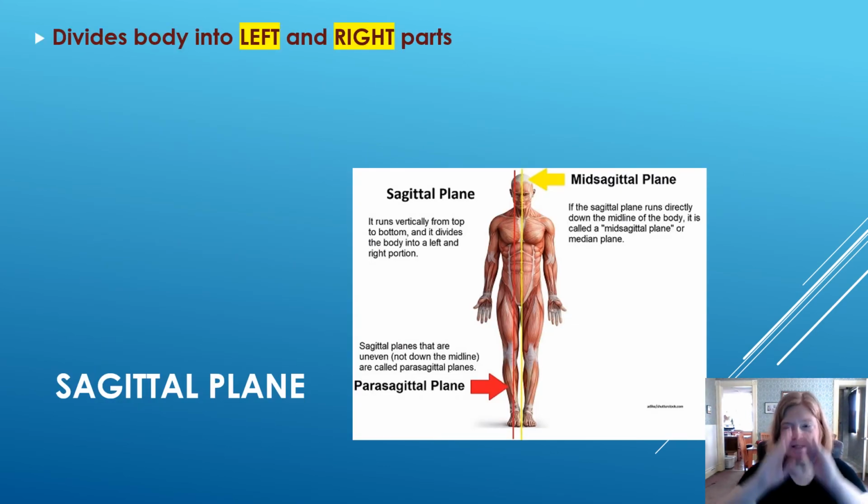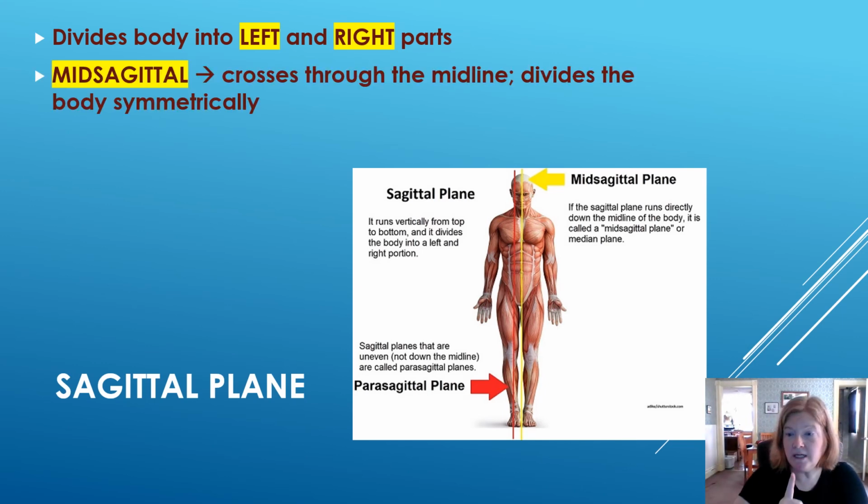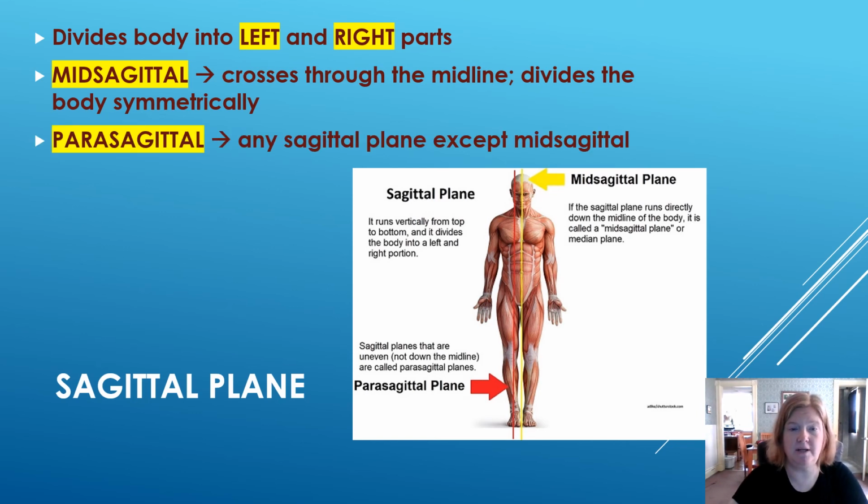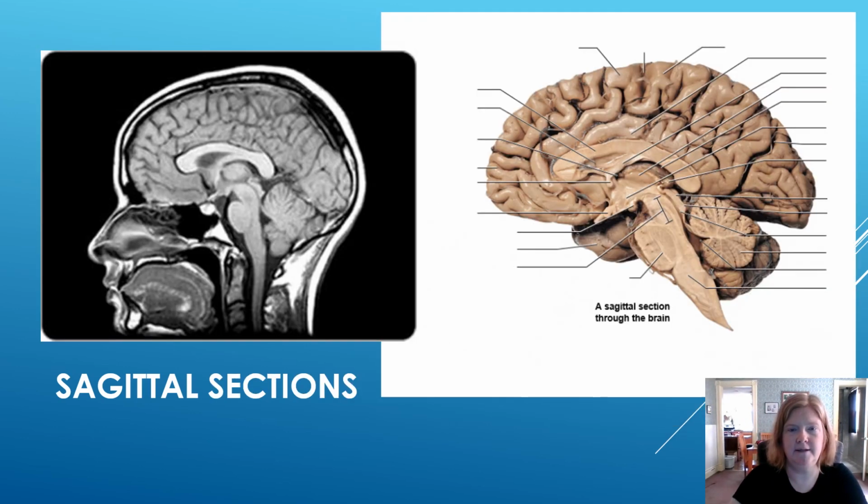And then we have a sagittal plane. It divides the body into left and right parts, okay? There is one that is special. That's the mid-sagittal, and that crosses through the midline, and it divides your body symmetrically. So when I do this, I'm going to have an eye on each side, half of the nose, half of the mouth, all the way down, dividing symmetrically. And then a parasagittal plane is any sagittal plane except for the mid-sagittal. So any of them are called sagittal, that's the big umbrella. Mid-sagittal is the specific one, and parasagittal is anything else.